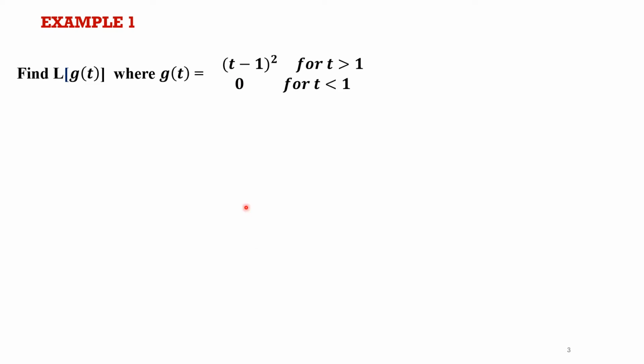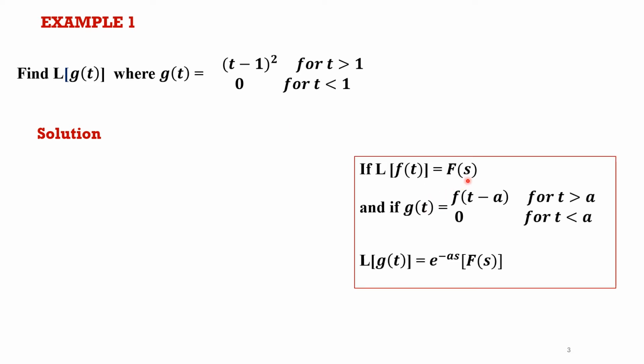For example, find L of g of t where g of t is equal to t minus 1 the whole square for t greater than 1, and equal to 0 for t less than 1. g of t is defined in this manner. So whenever g of t is defined in this particular manner, we have to apply the second shifting theorem. So what is the second shifting theorem? If L of f of t is F of s and if g of t is f of t minus a for t greater than a, and equal to 0 for t less than a.